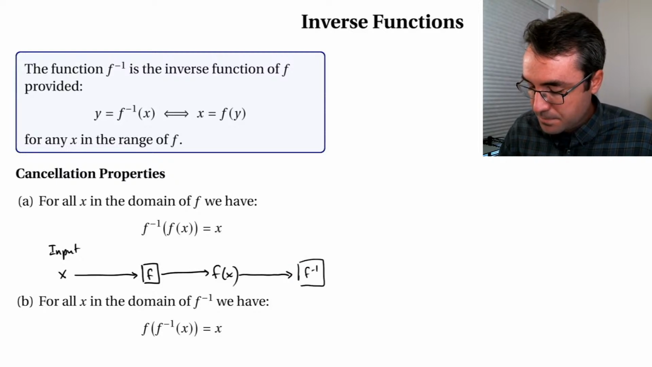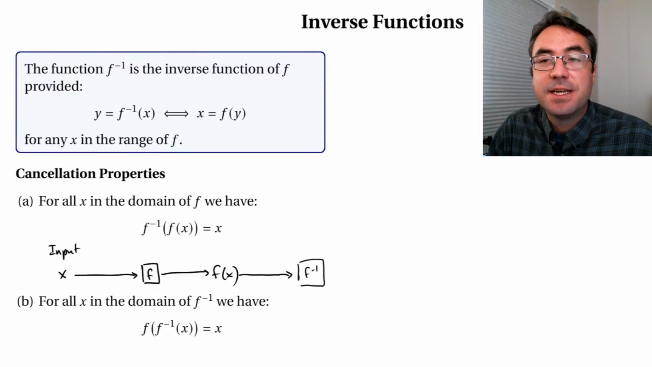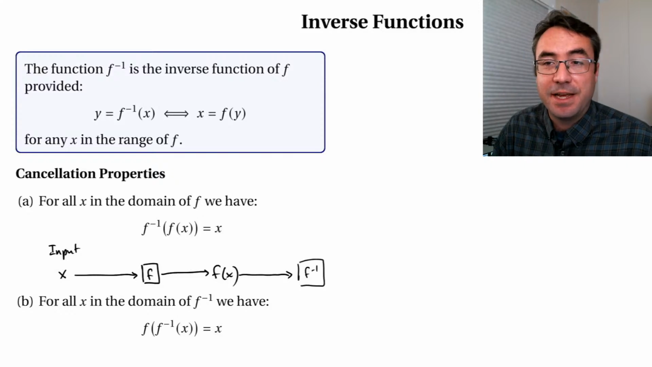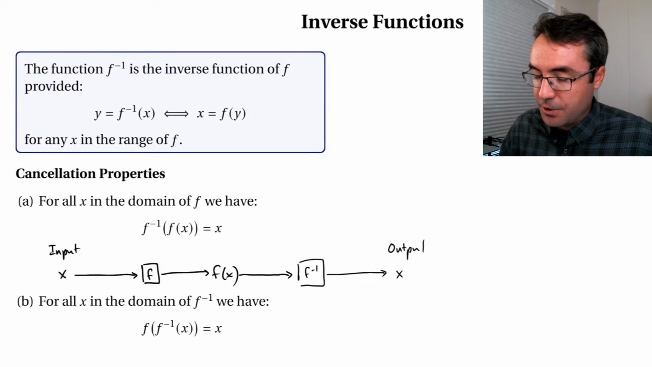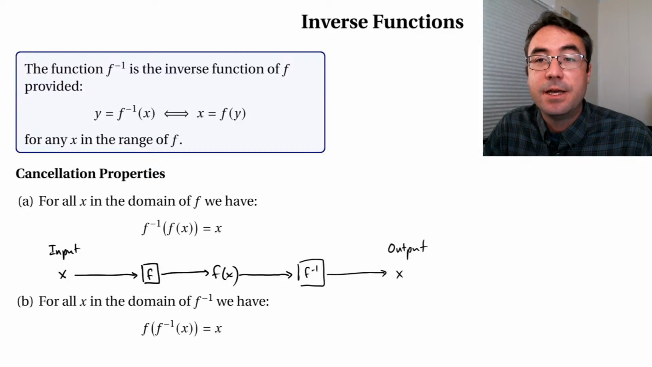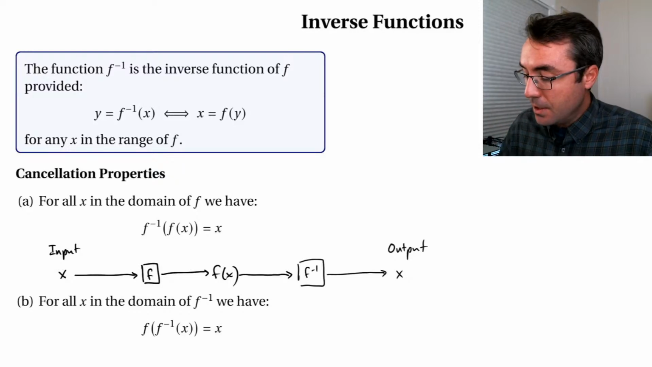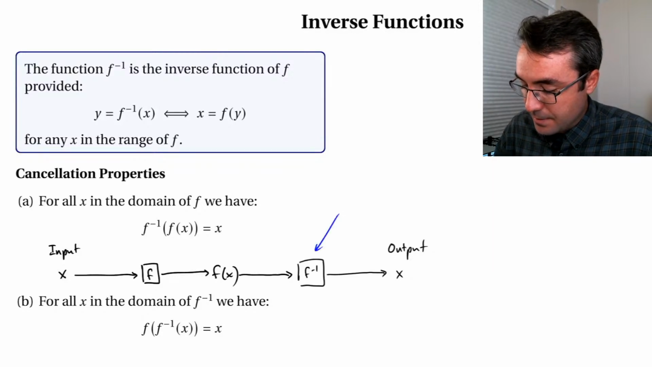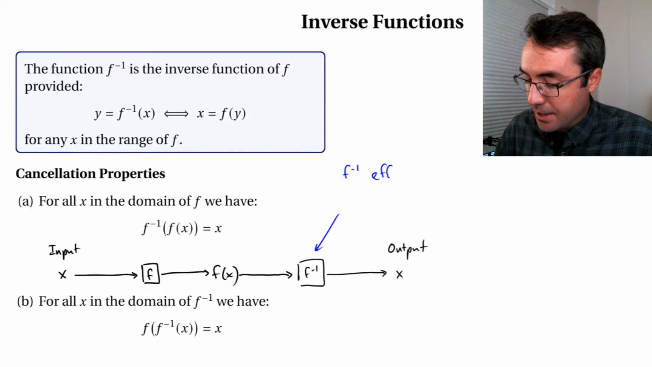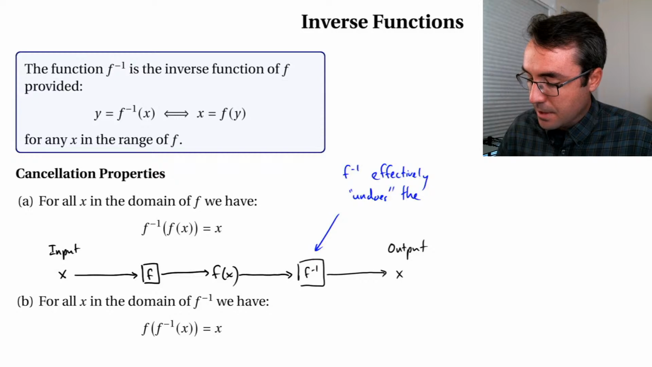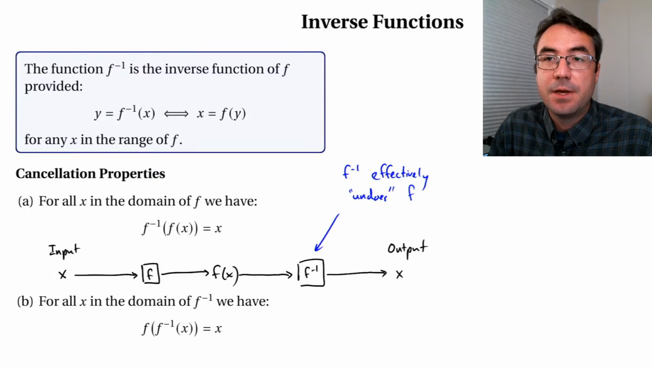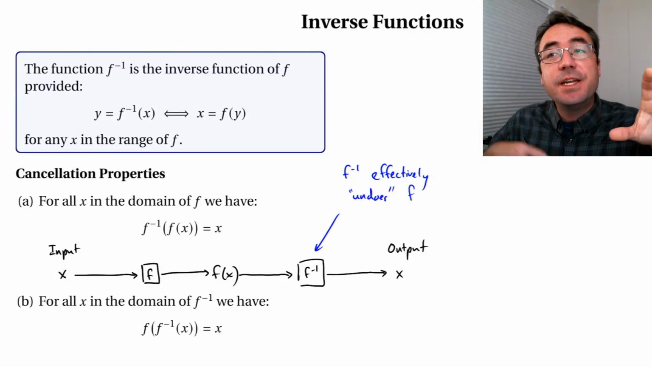And what f inverse does is it basically undoes what function f did. So the end result here, you're back exactly where you started. Ultimately your output here is just your input here. So inverse function f inverse effectively undoes f. Normally we think of addition and subtraction.